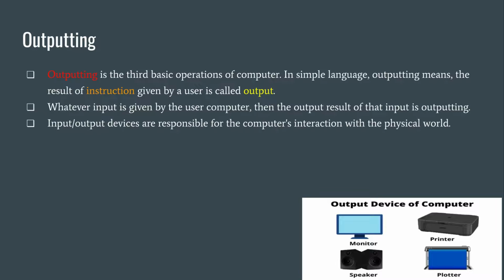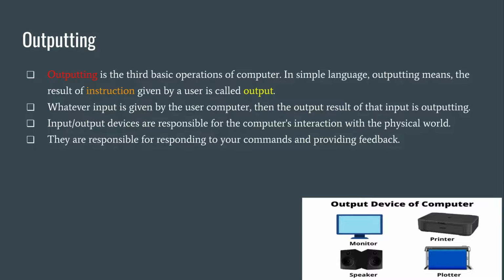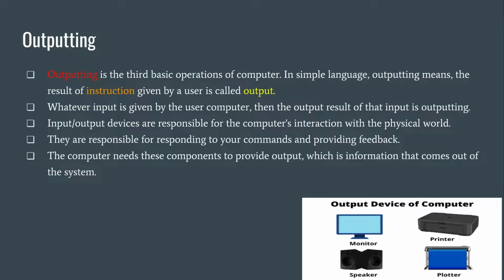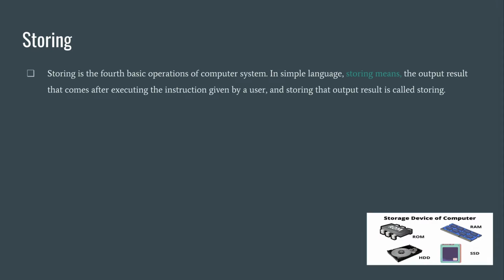Output device. Input-output devices are responsible for the computer's interaction with the physical world. They are responsible for responding to your commands and providing feedback. The computer needs this component to provide output, which is information that comes out of the system. Note: without using an output device, you cannot get the output result of any input data. You have to use an output device to get the output results. Output devices of computer are monitor, printer, speaker, plotter, projector, and others.